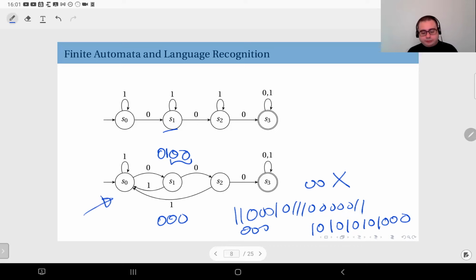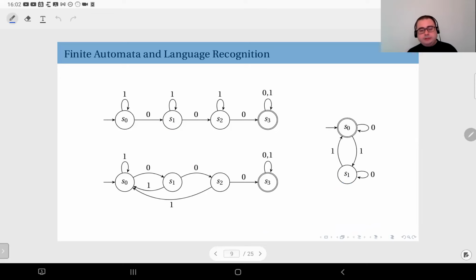So the essential difference between these two is that the one on the top wants just at least three zeros, and it doesn't require the zeros to be together. But the one on the bottom wants consecutive zeros. Let's look at another one. Again, this is from the example earlier. Let's see how this works.